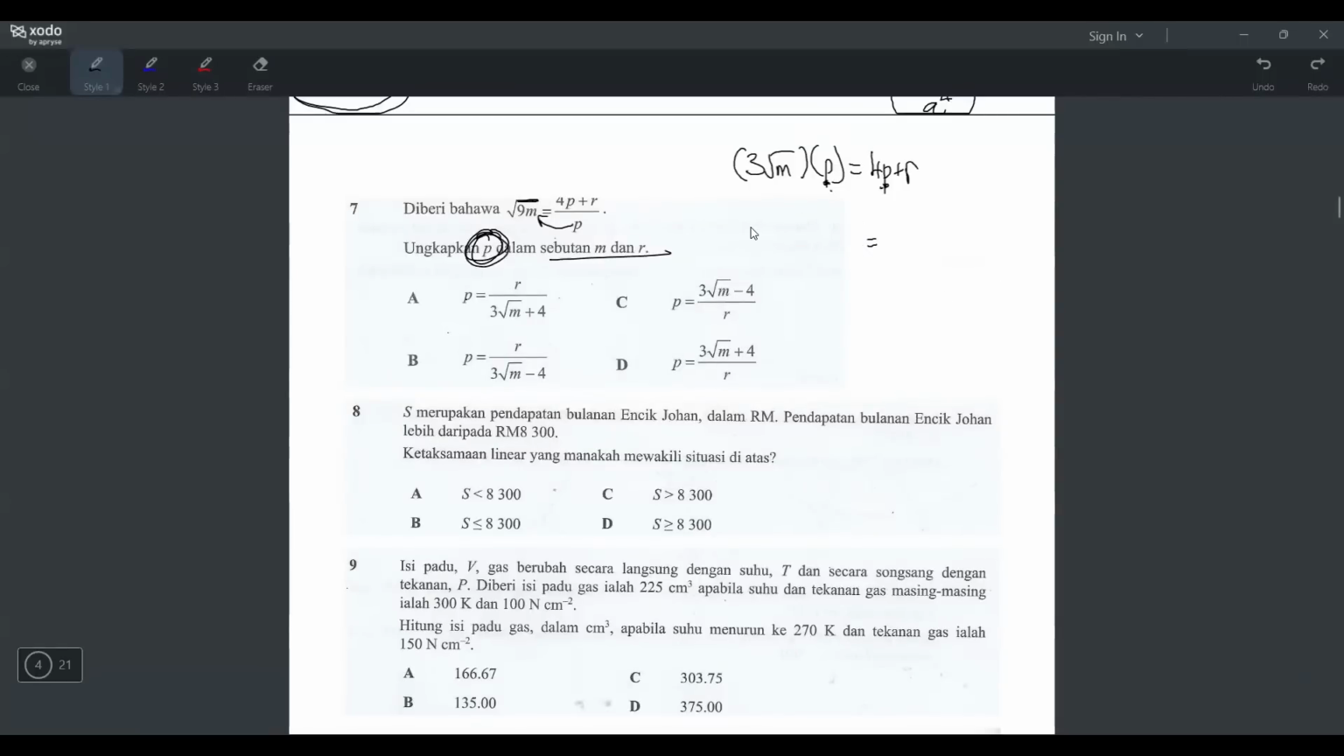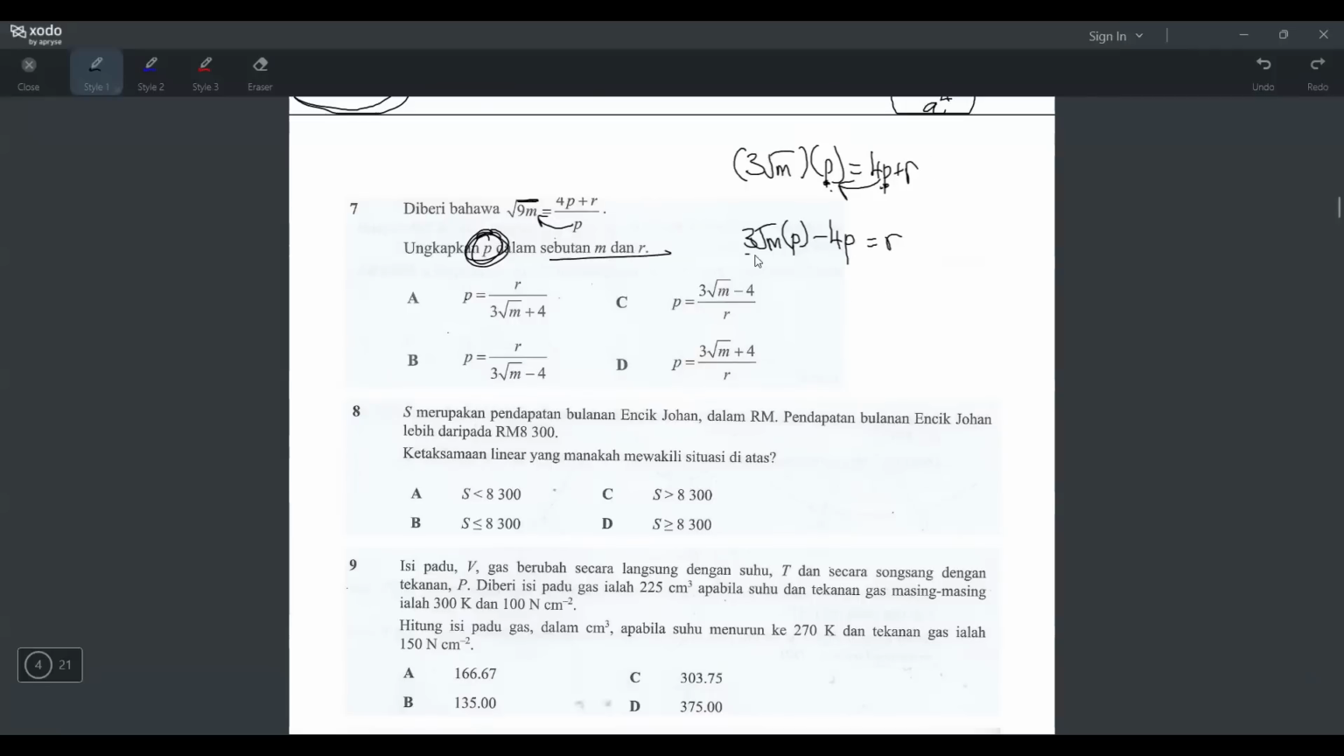So sebutan yang ada P is what? Term yang ada P is 3 square root M times P, right? And then term yang ada P, this one also, plus 4 jadi minus 4P. Okay. And then the R tak ada P, so that one I letak dekat on the other side. But it's already on this side, so you tulis sajalah.